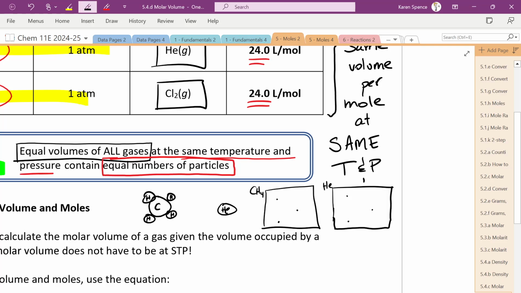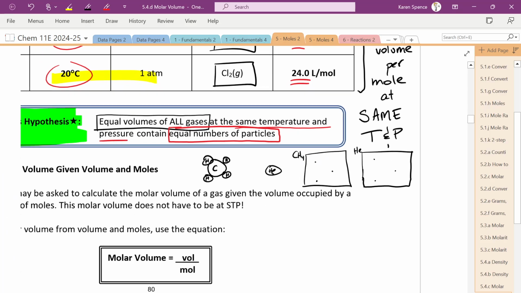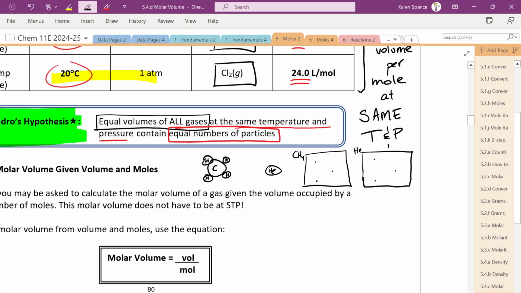I didn't get any nods. Did that make any sense? A few of you. Okay. We will be talking more about this in the gas unit, so don't worry if you didn't quite get it this time. That's okay. All you need to know for this unit is that equal volumes of gas contain equal numbers of particles as long as you are at the same temperature and pressure.